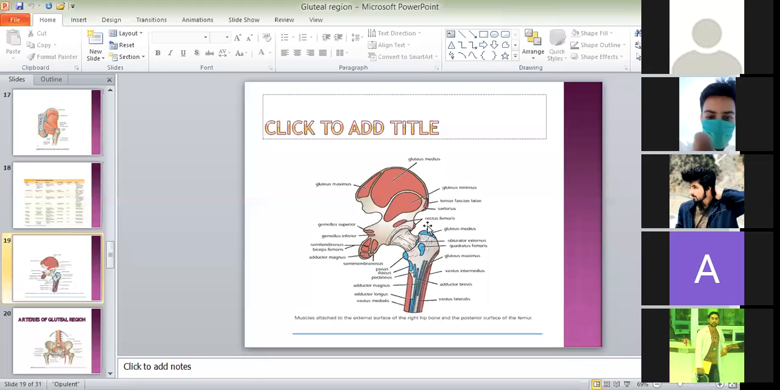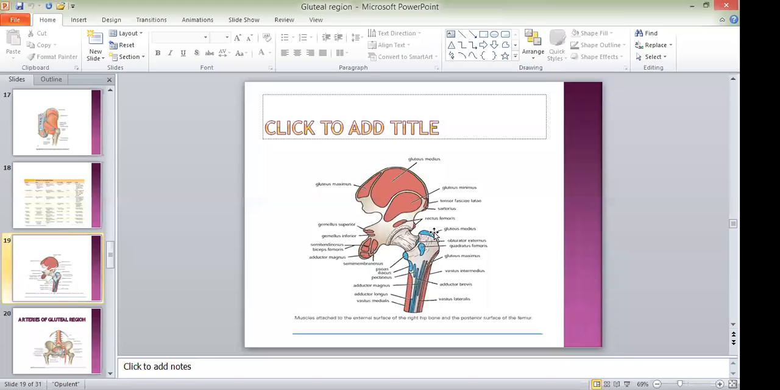Remember one thing, that gluteal medius muscle is innervated by the superior gluteal nerve, and its main function is abduction of thigh at hip joint. Okay, abduction of thigh at hip joint.